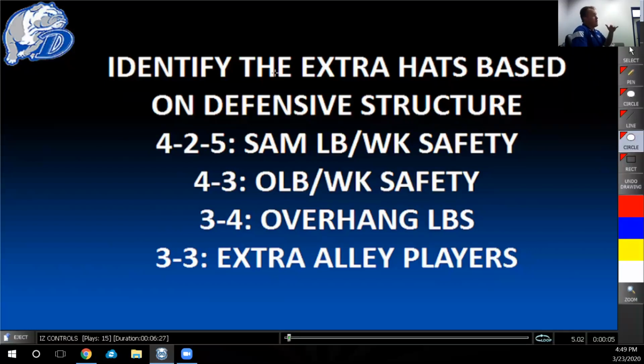And then the 3-3 is the extra alley players. There's 2 extra alley players. There's one on each side of the formation. So we're going to see some of that again as well. But knowing how to manipulate these things, who they're going to be, on 80% of the plays you can assume that it's going to be one of the safeties and one of the outside linebackers in an even front team, and then your alley players in an odd front team.